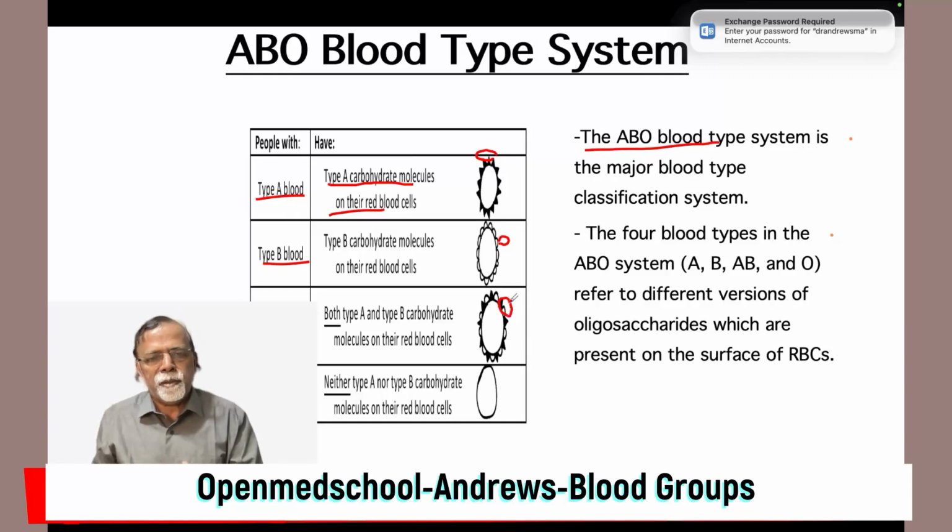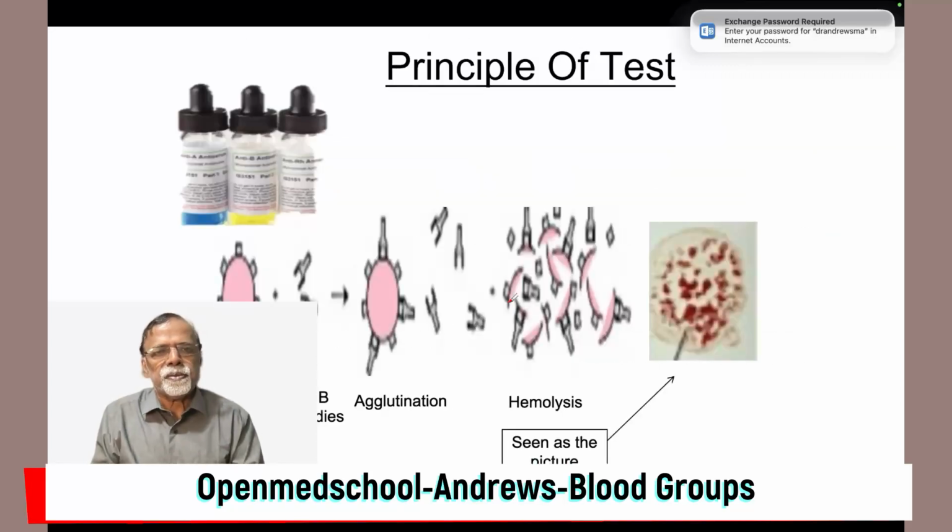When A antigen and B antigen are present on the surface of the RBC, it is AB group. O group means neither. There is no A antigen, no B antigen. Hope it is clear. The blood group antigen is a carbohydrate molecule on the surface of the RBC, and that determines the ABO system.